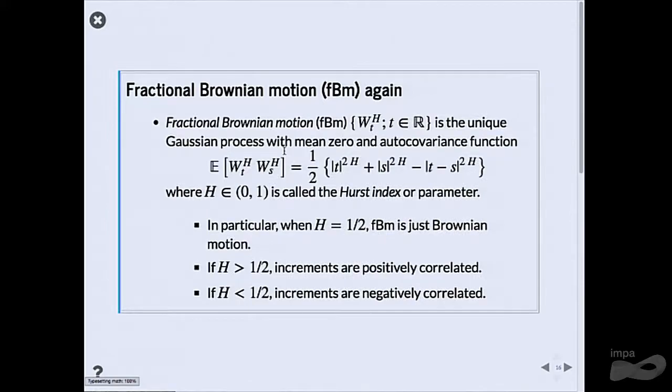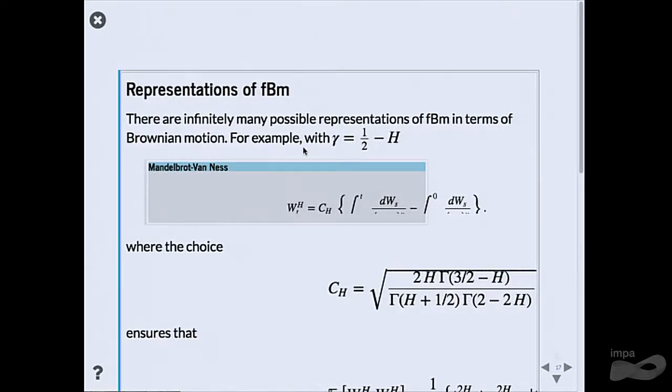Right, so here's the autocovariance function of fractional Brownian motion. Again, we remember that from lecture one. H equals a half gives us classical Brownian motion. H less than a half gives us a very rough time series. And H greater than a half gives us a smooth time series.